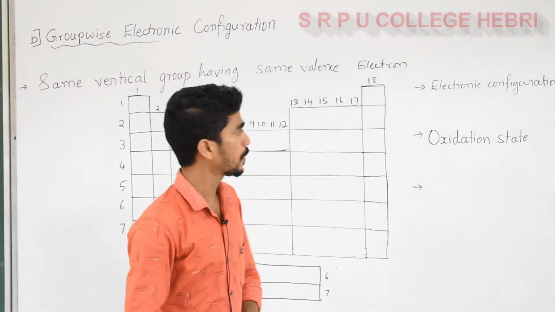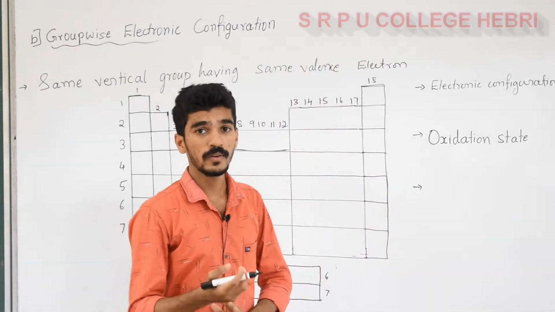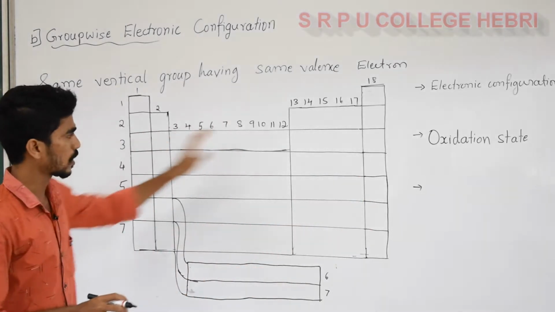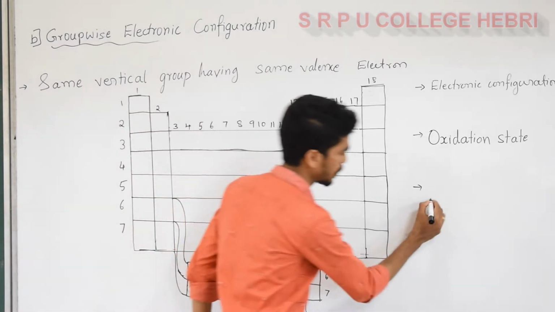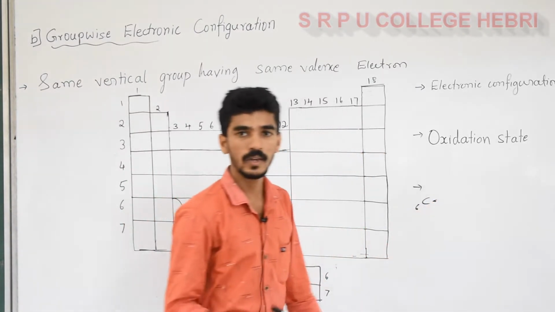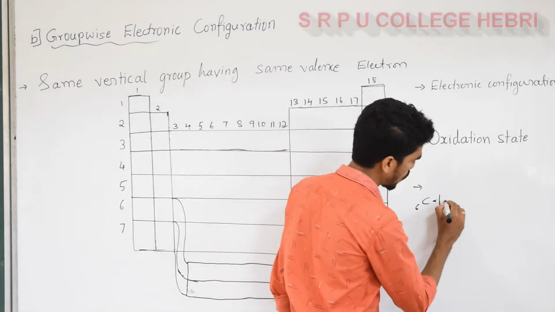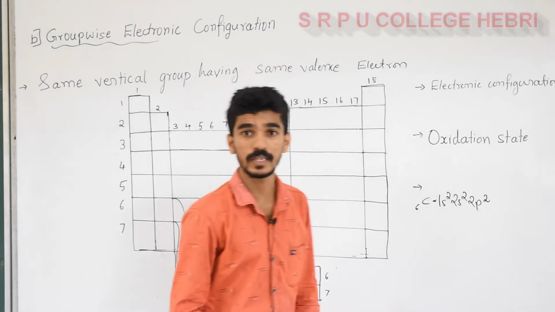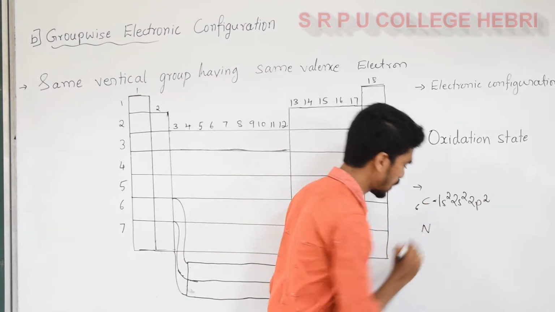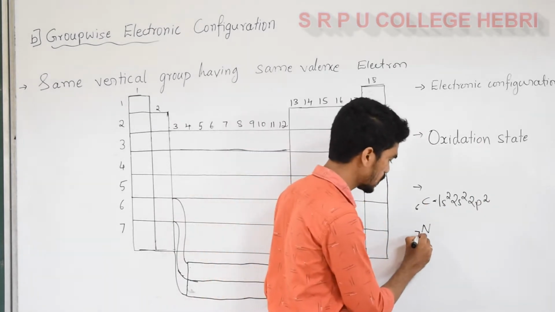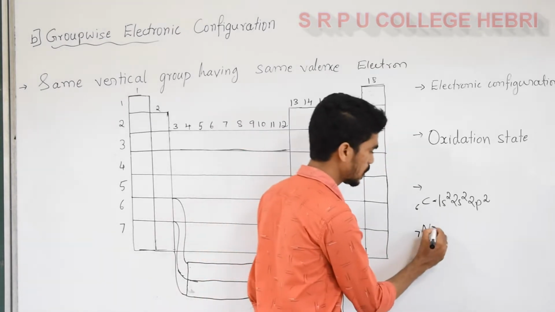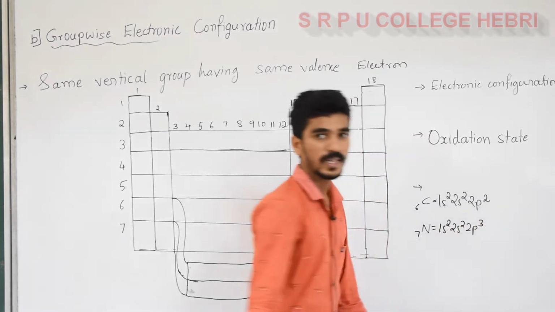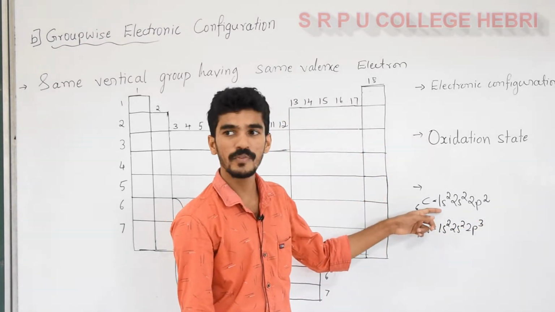In period wise, we write the electronic configuration and see the variations. For example, carbon has 6 electrons, and its electronic configuration is 1s2, 2s2, 2p2. One more example, nitrogen, atomic number 7: 1s2, 2s2, 2p3. There is a change in the number of electrons.